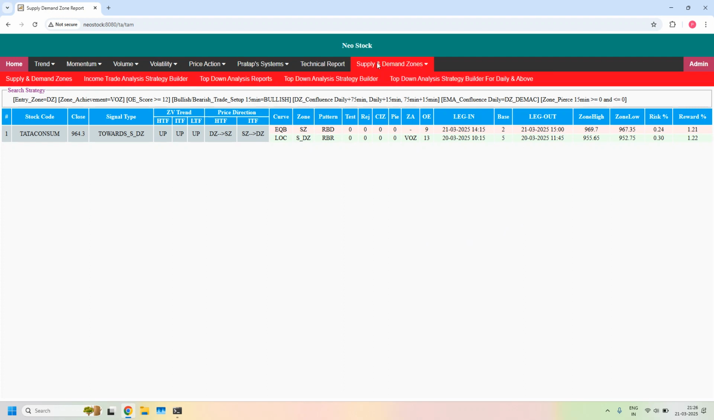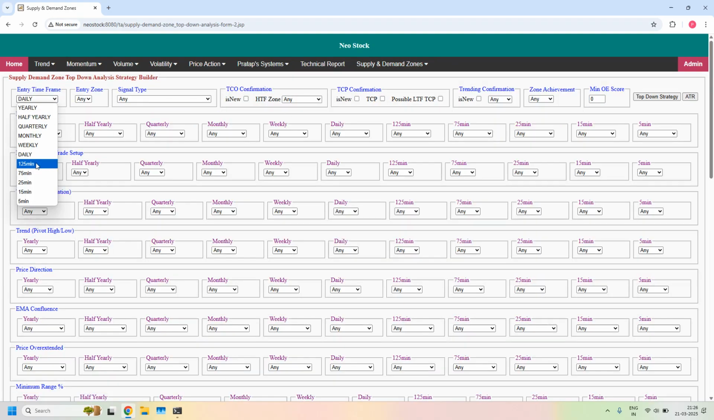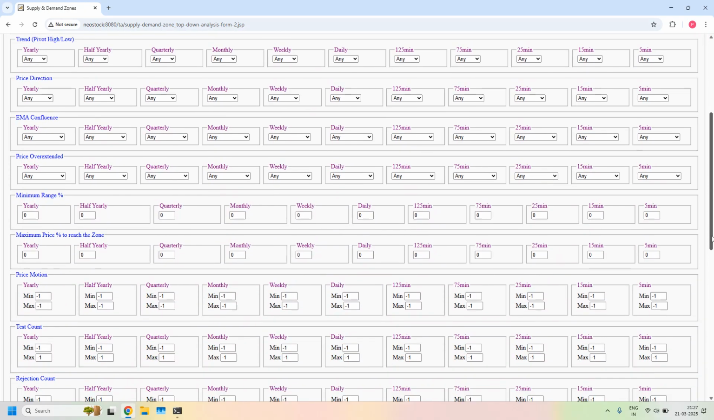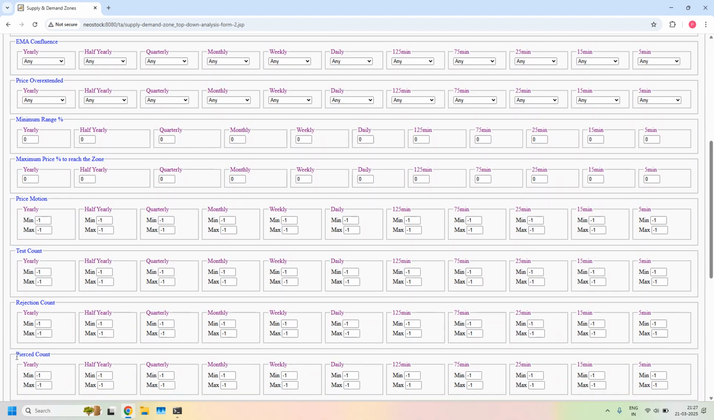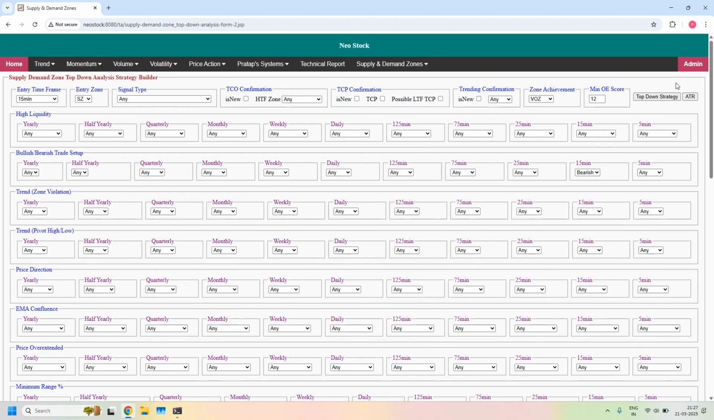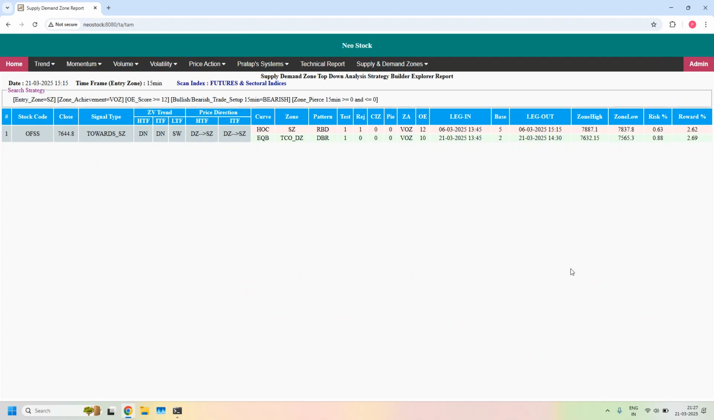Next, bearish trade setup for daily income trade. Entry time frame 15 minutes, entry zone is supply zone. Bullish or bearish trade setup at 15 minutes time frame, I am selecting bearish. And the zone achievement should be violated opposing zone. Minimum odd enhancer score should be 12. And also this 15 minute supply zone should not be pierced. So in the pierced count parameter at a 15 minutes time frame, I am selecting minimum value 0, maximum value 0. With these filters, we got only one stock.